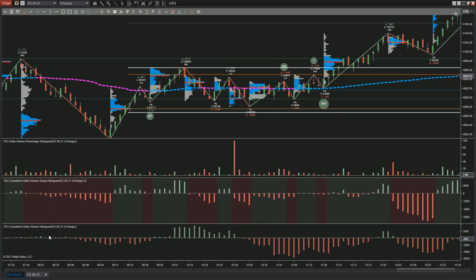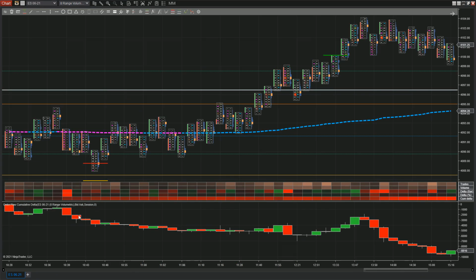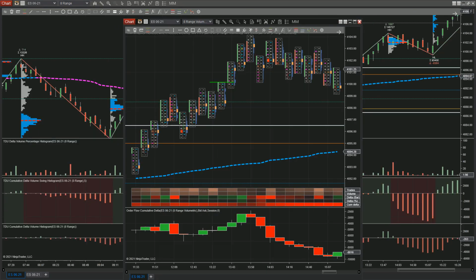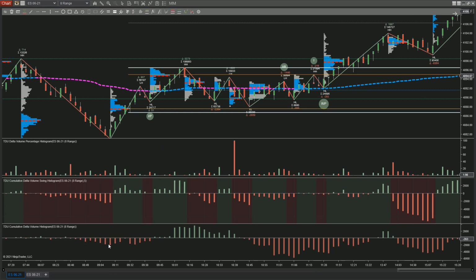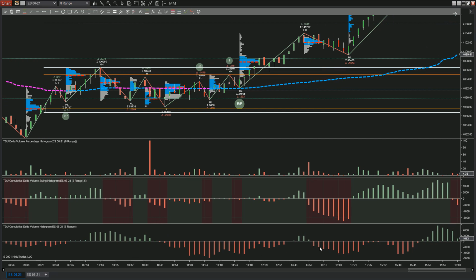This is much like you saw over here in the standard footprint chart where we have a cumulative delta. It's often represented either as a line or, as it is here, in candlesticks. Cumulative delta gives you a running tally over the course of the day. It's the market buy orders minus the market sell orders, but in cumulative delta it's a running total throughout the course of the day, including the overnight as well.